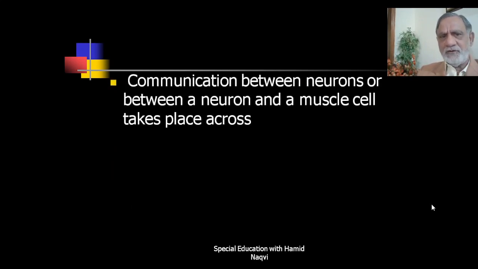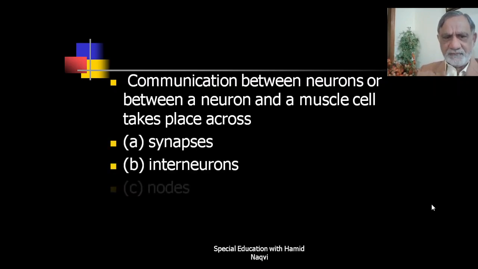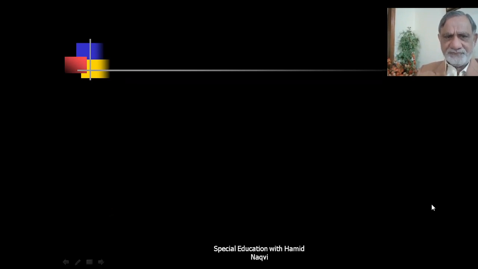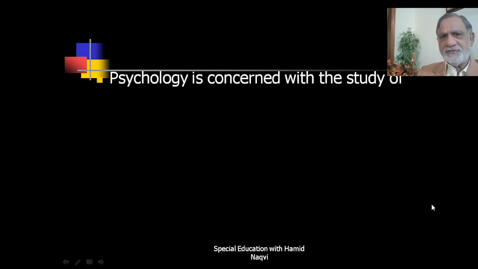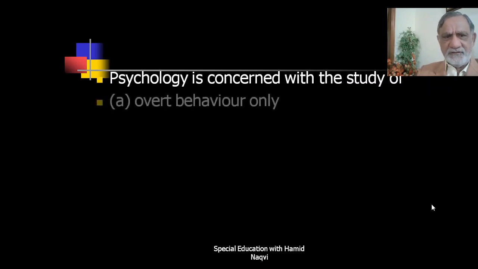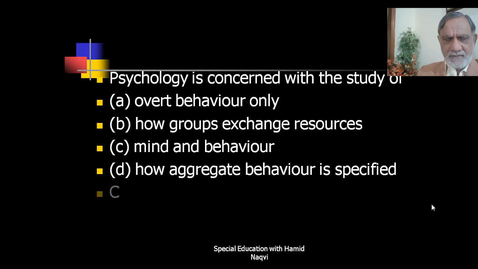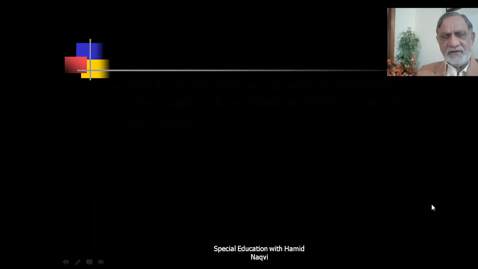Communication between neurons or between a neuron and a muscle cell takes place across. The correct one is the first one. Psychology is concerned with the study of. Correct one is C, that is mind and behavior.